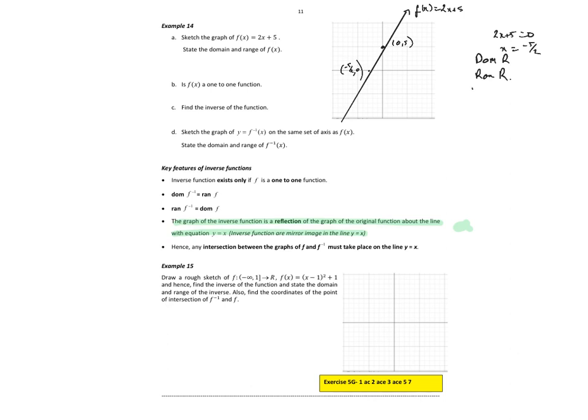Is f of x 1 to 1? Yes. Find the inverse function. So let's rewrite this function as x equals 2y plus 5. Really what we're saying is we start with the original rule, swap x and y, now rearrange. And we get y equals x minus 5 on 2, which is a half x minus 5 on 2. Instead of writing y, we're going to write f inverse of x equals.